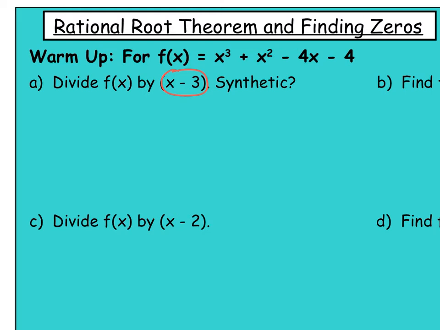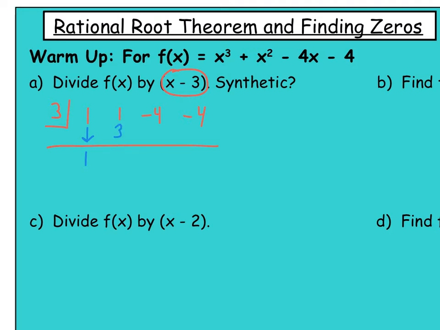But with synthetic division, since we're dividing by x minus 3, we're going to go ahead and put a 3 in the box. Okay, remember it's the opposite. If you divide by x minus 3, you actually use positive 3. Then we do the coefficients from the f of x, so 1x cubed, 1x squared, negative 4x, and negative 4. Okay, and then we will just do our little synthetic process where we always bring down that first term and then we will multiply by what's in the box. So 1 times the 3 is 3.